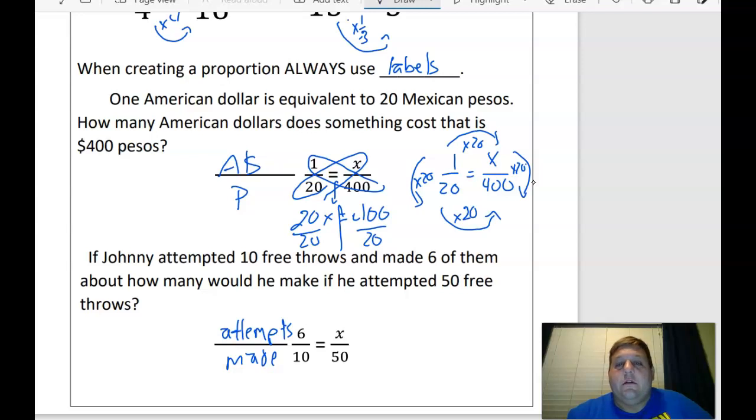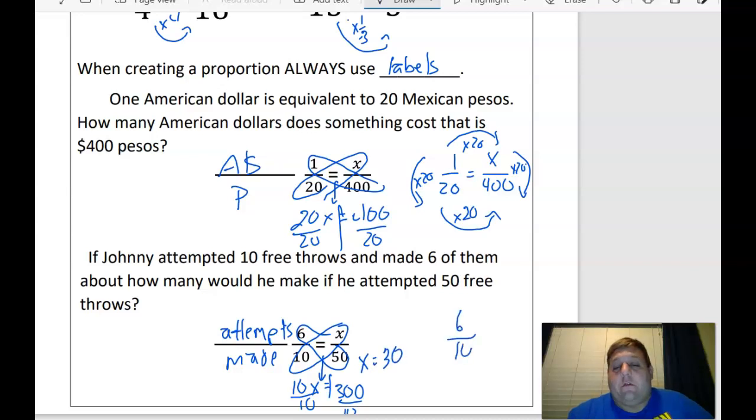And again, we are going to cross multiply. 10 times x, bring our equal sign down, equals 6 times 50. 6 times 0 is 0, 6 times 5 is 30. Then we divide by 10. So in this case, x equals 30.